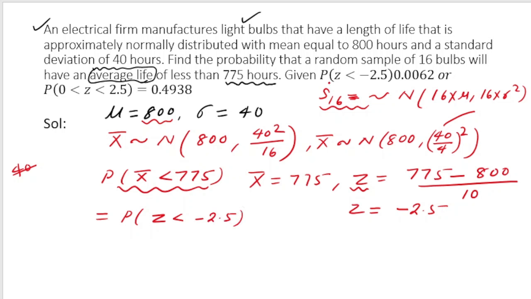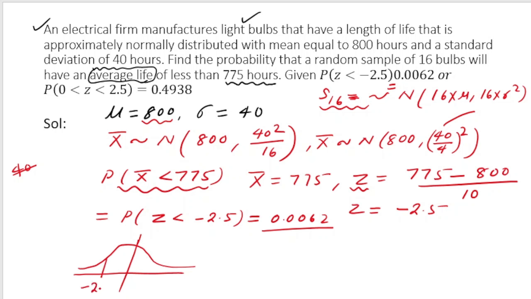And here it is given the probability for z less than 2.5. Here I missed to write the equal sign. So that value is already given, that is 0.0062, right? Because in the normal distribution table, if I call this a normal distribution curve, it does not look very cool, but anyway, this point is minus 2.5.